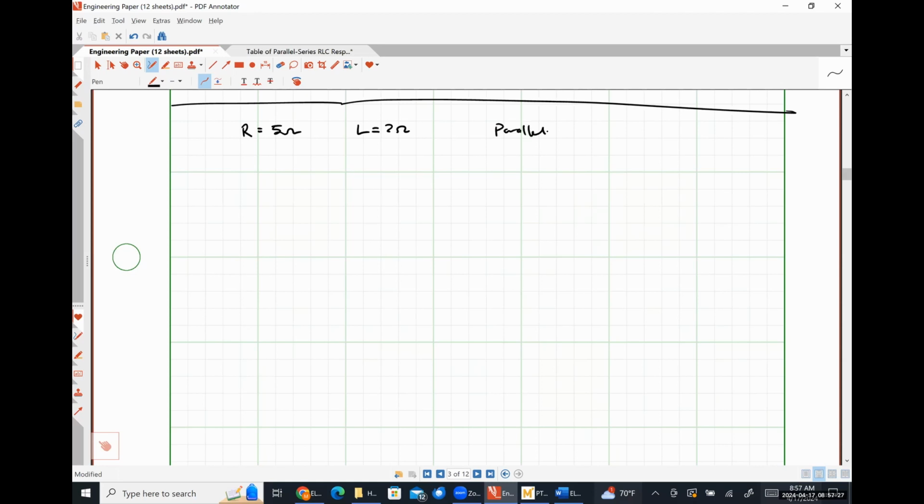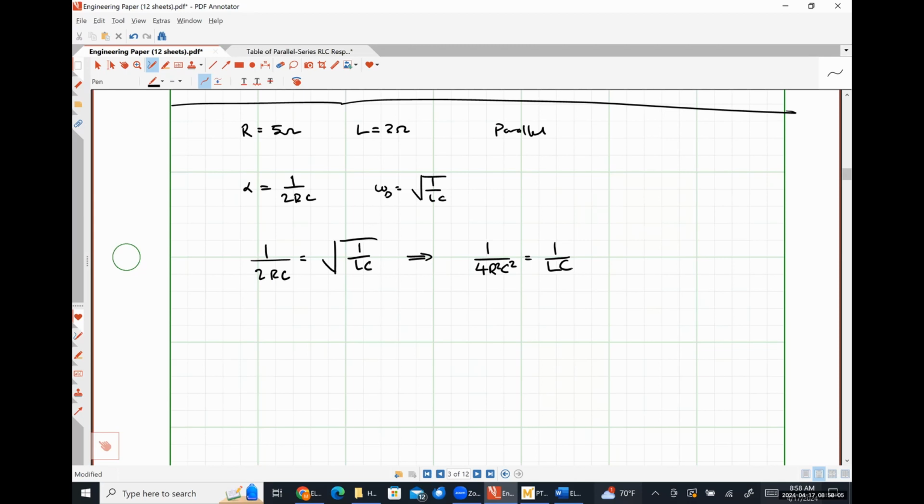So for a parallel RLC circuit, we know that alpha is equal to 1 over twice RC. And we know that omega naught is equal to the square root of 1 over LC. We're going to set these two guys equal to each other. So we have 1 over twice RC is equal to root 1 over LC. So from here, we could say 1 over 4 R squared C squared is equal to 1 over LC.